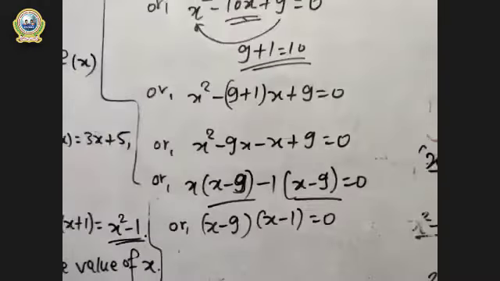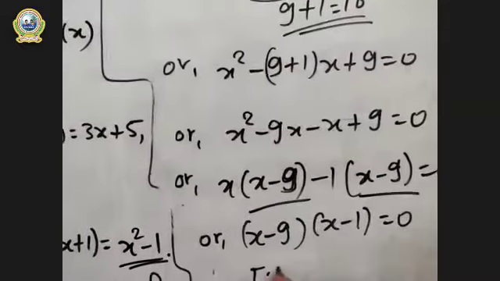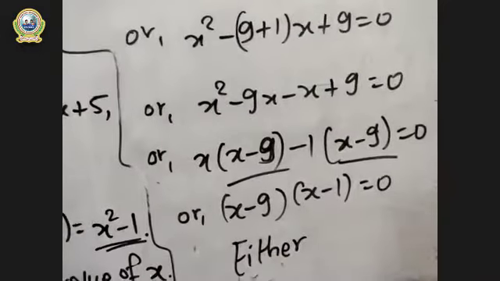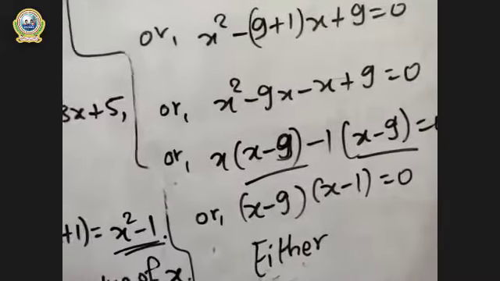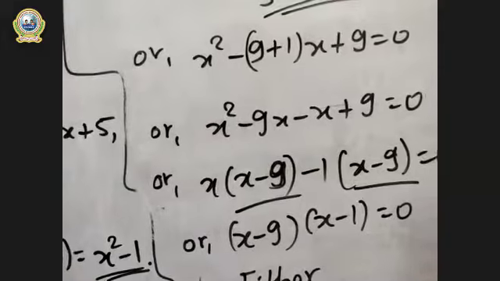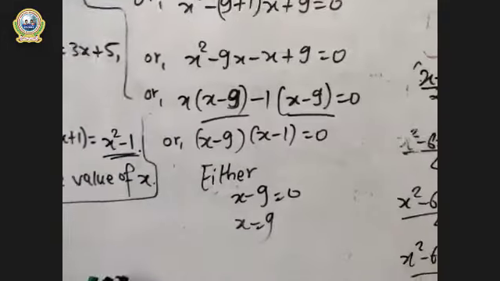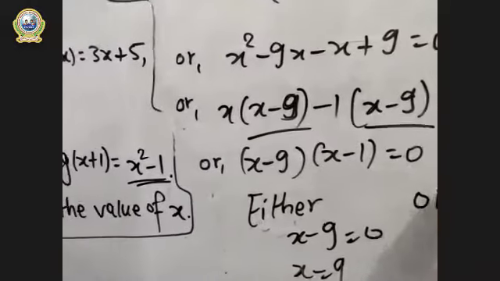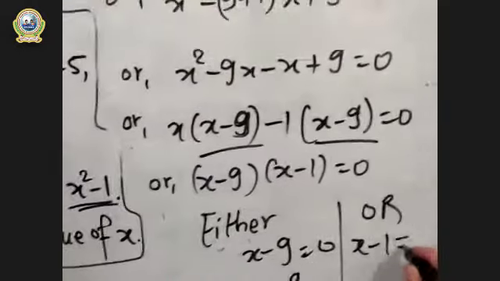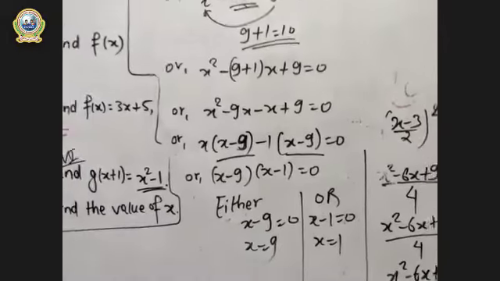Now we can do either-or, right? Either x minus 9 is equal to 0, you will get x equal to 9. This is very simple. Or x minus 1 is equal to 0, x is equal to 1. This is our final answer.